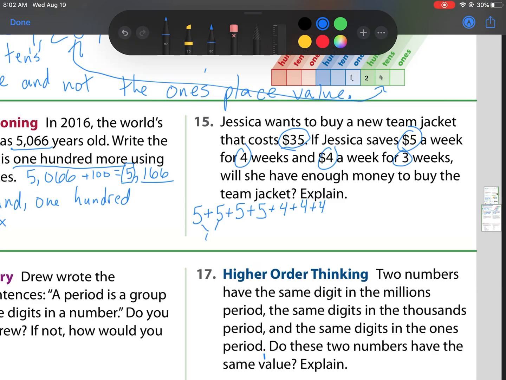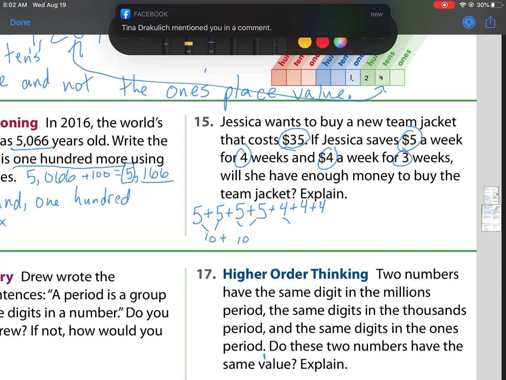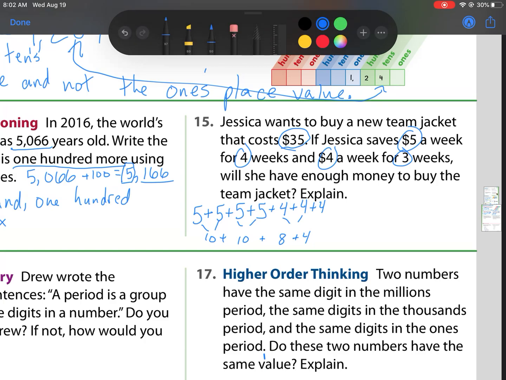5 plus 5 is 10. 5 plus 5 is 10. 4 plus 4 is 8 plus 4. So now we can add that up. We would have 20 and 12. So what is 20 plus 12? That would be 32. Does she have enough? Well, if you'll notice, she needed 35. So we would put no, she does not have enough.